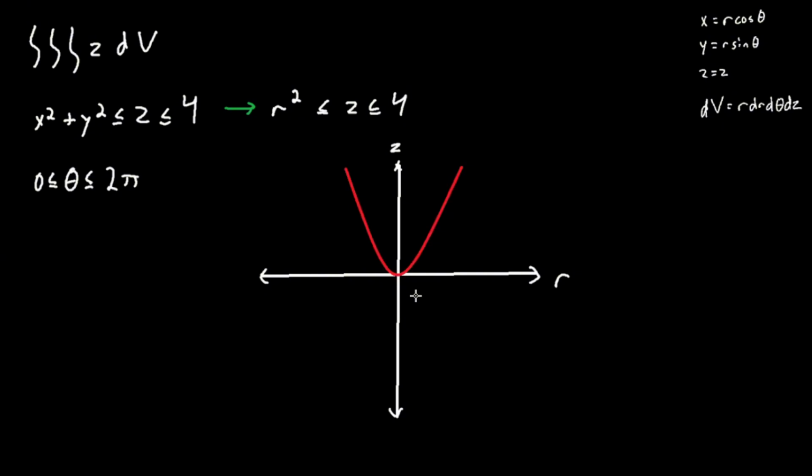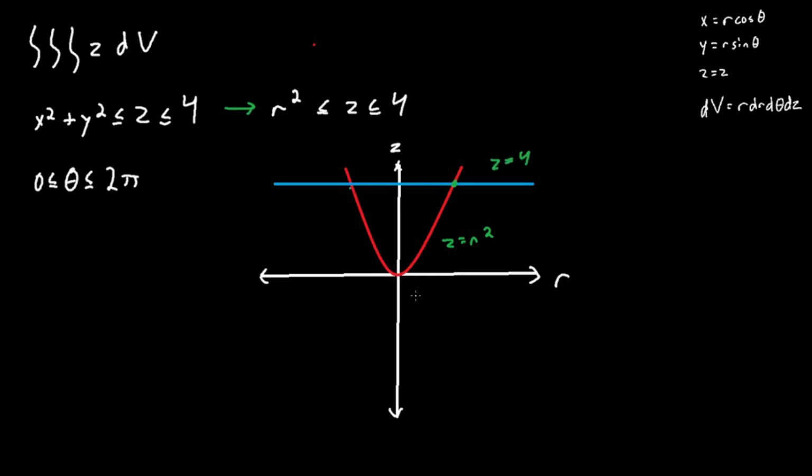Okay, this is a simple parabola. Okay? And this simple parabola is the function of z equals r squared, right? And our upper bound is given by the function z is equal to 4. So it's just a straight line in this graph. Go ahead and write that down. Z is equal to 4.